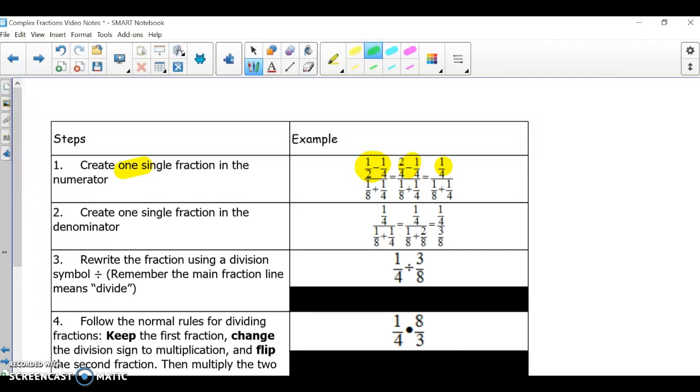Now that I have one fraction on top, I want to do the same to the bottom. On the bottom I have 1/8 and 1/4. Just like on the top, I'm going to need to find a common denominator. The common denominator of 8 and 4 is 8. So I change 1/4 into its equivalent fraction of 2/8. Now I have 1/8 plus 2/8, so I can add those. 1/8 plus 2/8 is 3/8. Okay, so now we're getting somewhere.